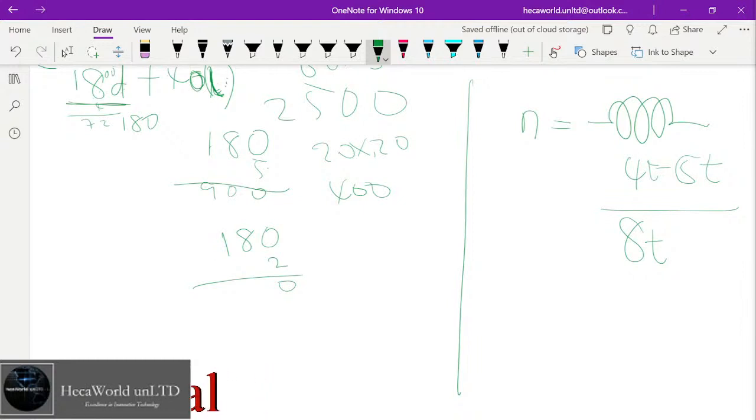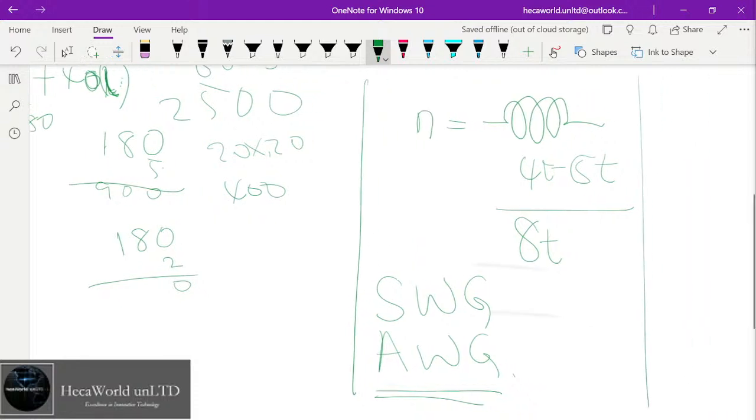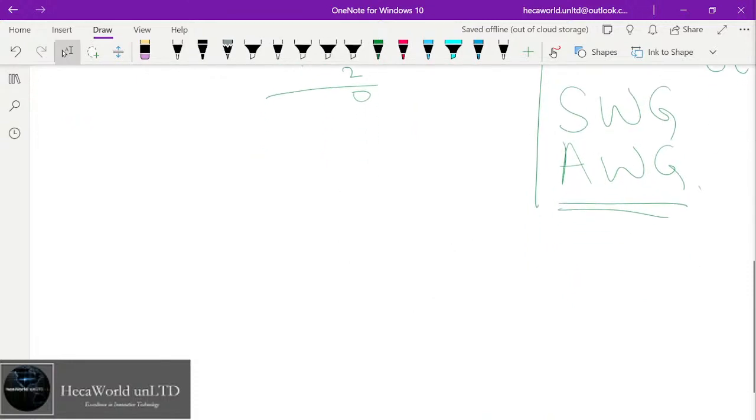And then they will tell you the size of wire. So let's say they give you the SWG or AWG, the American wire gauge or the standard wire gauge of the wire. And they will tell you the number of turns to make. And that's all they tell you. But what you're actually doing in doing that is you're making an inductor of a particular inductance.